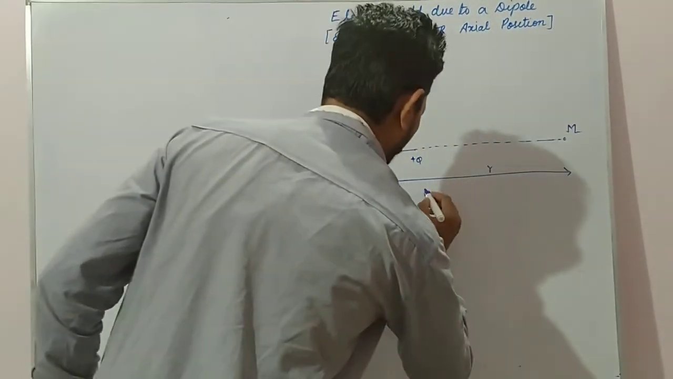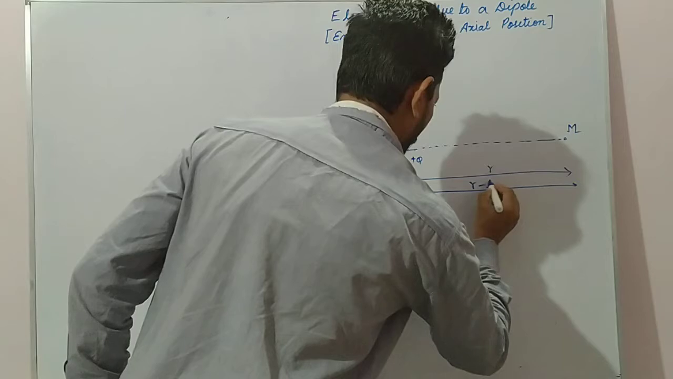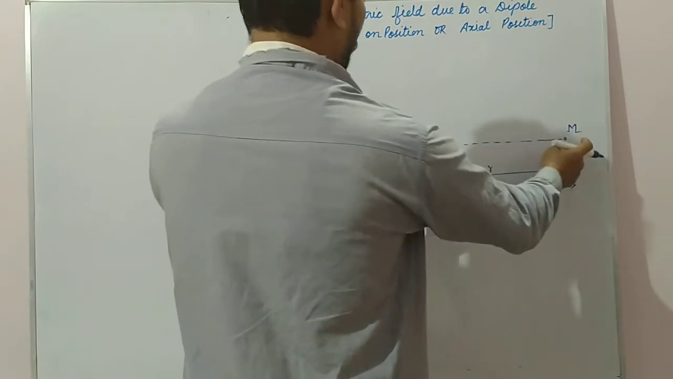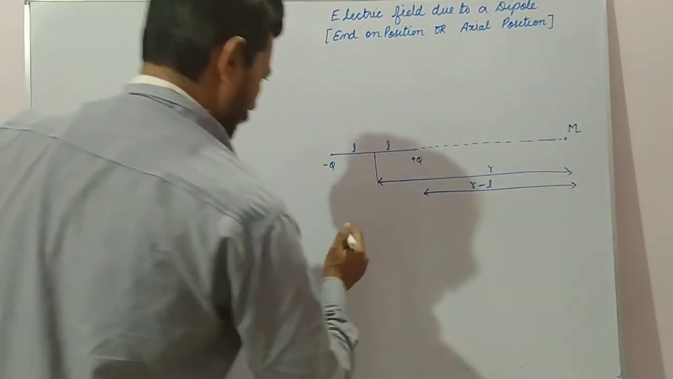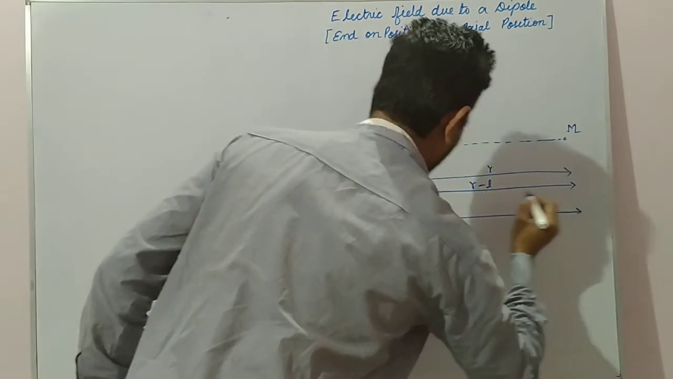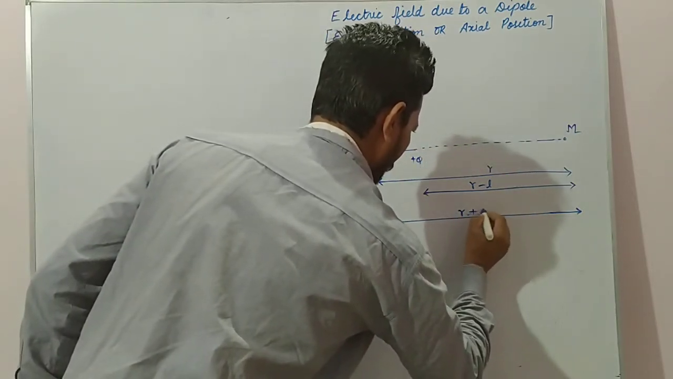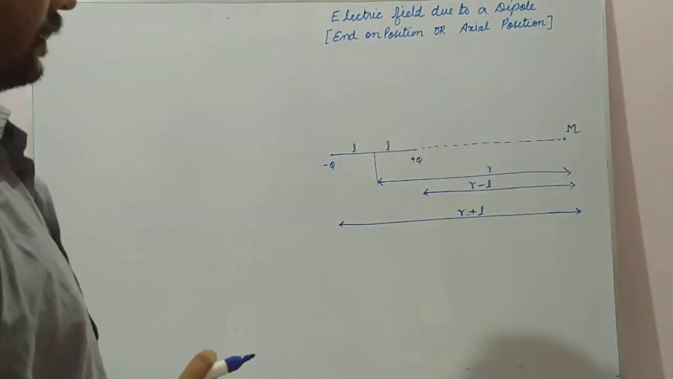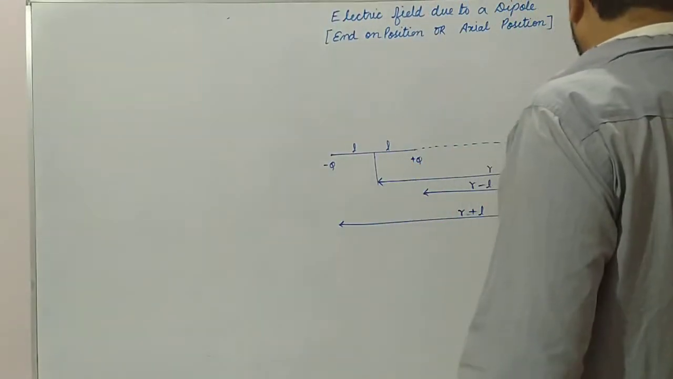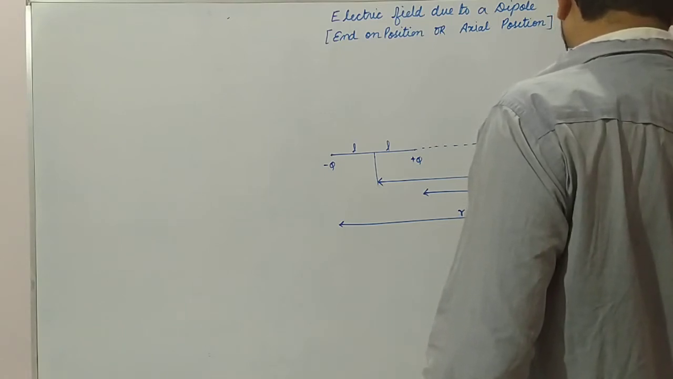Now, the distance from plus q charge to this point M will be r minus l. This is l, this is r, here it is l, so this part will be r minus l. The distance from minus q charge to the point M will be r plus l. Now see here, due to plus q charge, the electric field will act towards the right, E1.